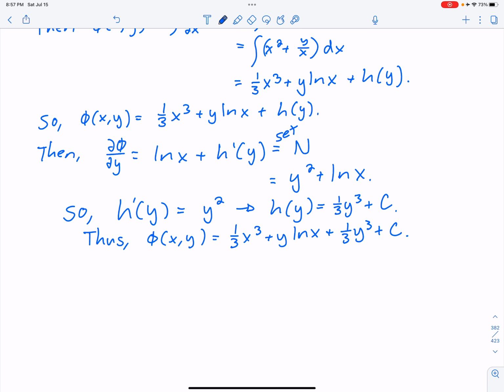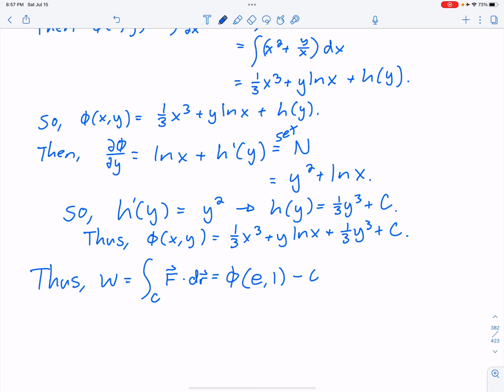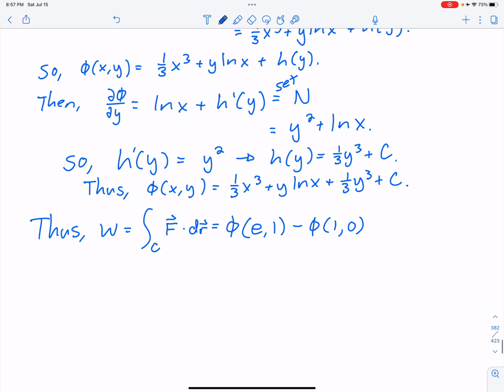Now we can find work. Thus, work is the line integral of the dot product of F and dr, which is just phi evaluated at our points. Let me just pull up my notes. It's just going to be phi of (e, 1) minus phi of (1, 0). We're going to plug that into our function. It's not much work at all. It's just plugging it in.